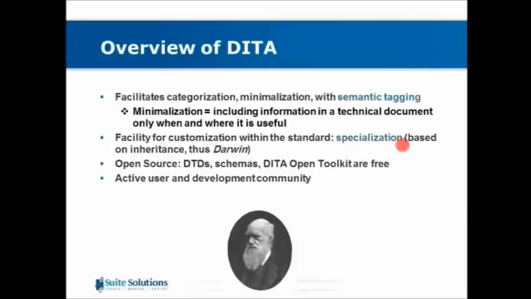Okay, DITA facilitates categorization and minimalization, using semantic tagging. Okay? So, first of all, what is semantic tagging? As we said before, semantics means meaning. So the tagging in DITA, for the most part, tries to impart some kind of meaning to the text that it contains. And that's what's called semantic tagging, as opposed to something like HTML, where you have just formatting. I have a line, I have a list, I have a line item, I have a table, I have a font size, things like that. So DITA has what's called semantic tagging.